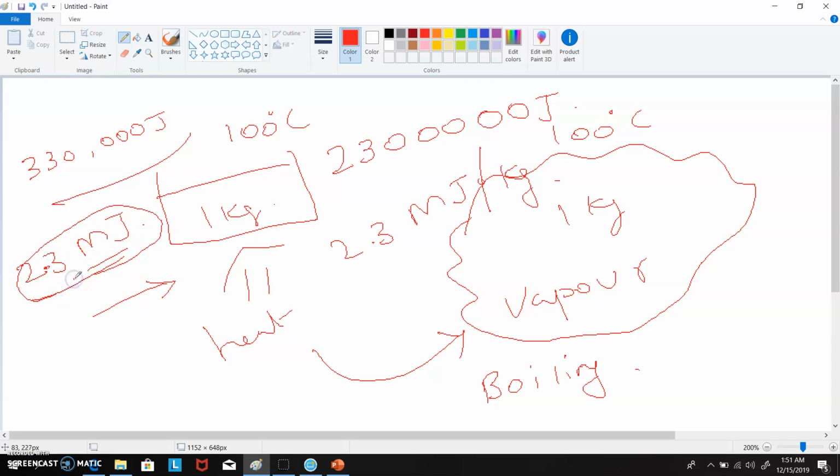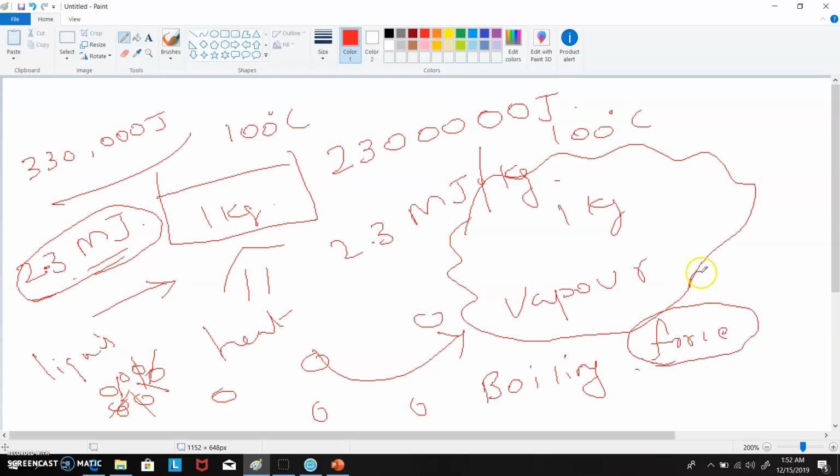Why is it needed? 2.3 million joules of energy is needed because liquid molecules are closer. Water vapor molecules are far apart. So you have to break the force of attraction. There is a force in between the molecules. This force is very strong in the liquid. If you want to change into vapor, we have to break all the bonds of the molecules. So you have to supply 2.3 million joules of energy.